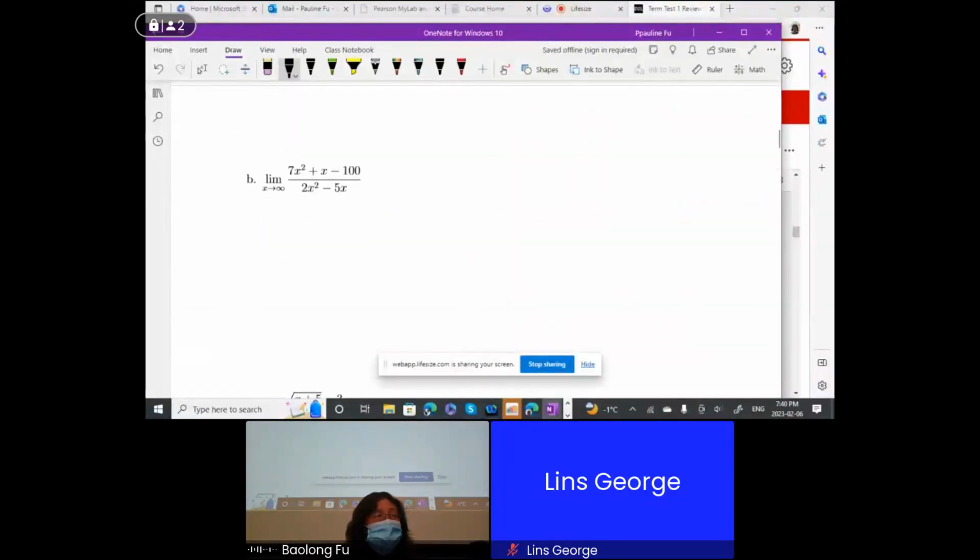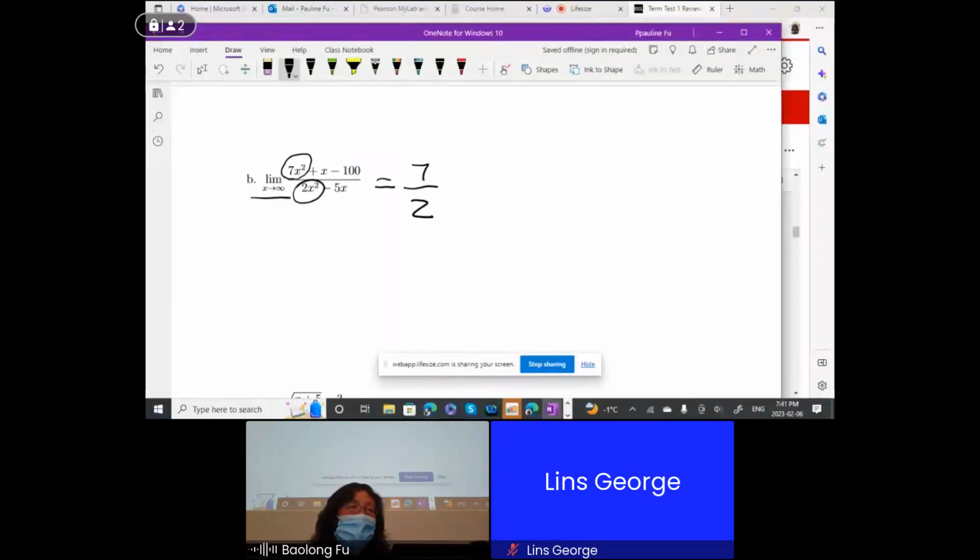B, when x goes to infinity. When x goes to infinity, during the lecture, I told you the rule. And when the degree on the top and the degree on the bottom are equal, it is just the ratio of the coefficients. And I said there are conditions.